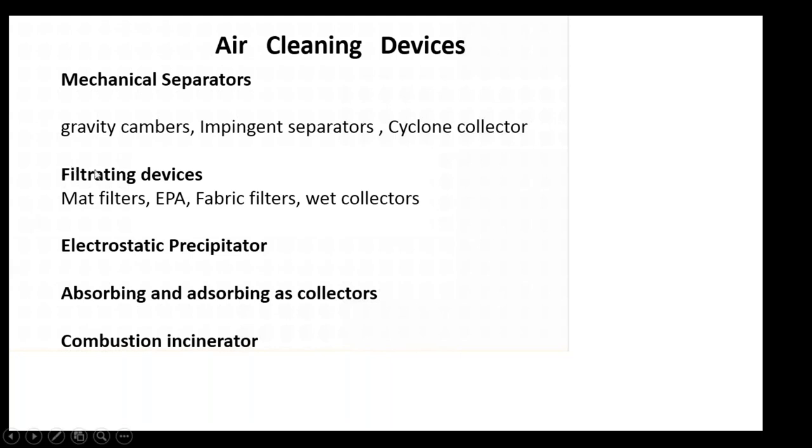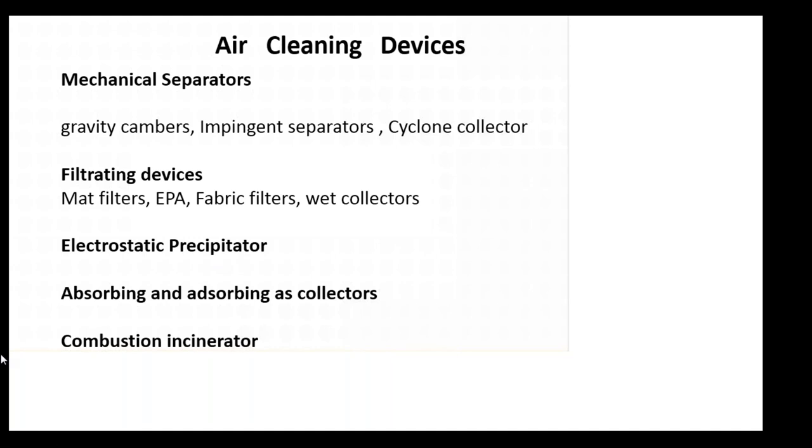And furthermore, there are filtering devices like MED filters and HEPA. High efficiency particulate air filters, and fabric filters, wet collectors. Wet collectors are more efficient and can remove very small particles, 10 micron particles, even 5 micron particles. And there are also electrostatic precipitators, which, due to positive and negative charge, can separate the dust particles.